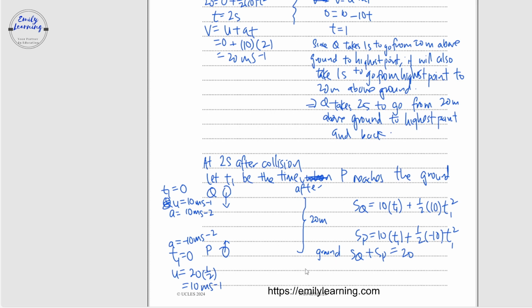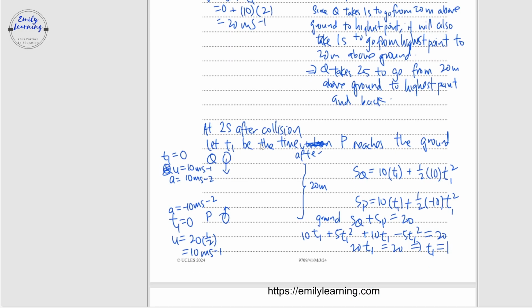Sorry, it's 20 meters. So we know that 10 T1 plus half times 10 times T1 square is 5 T1 square, plus 10 T1 minus 5 T1 square equals 20. So 20 T1 equals 20. So T1 equals 1. So they meet 1 second after P reaches the ground.